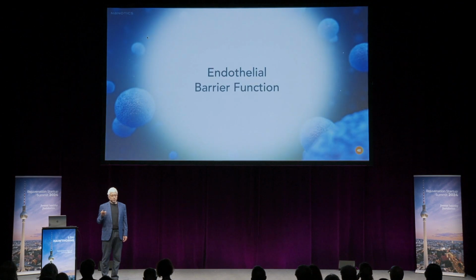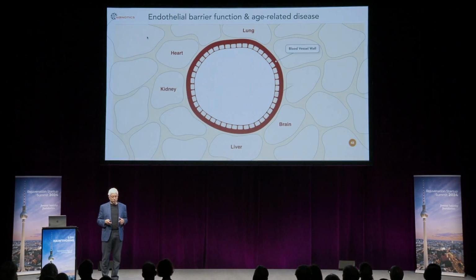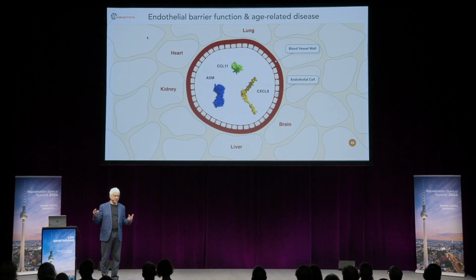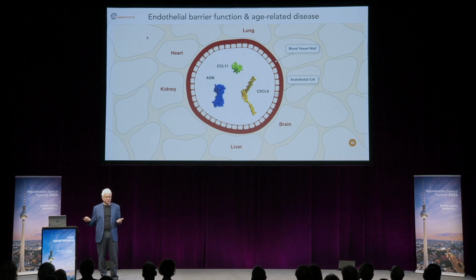We're also very interested in endothelial barrier function. Your endothelial cells line your vasculature. Vasculature goes everywhere in your body. If you have a dysfunction in endothelial barrier, you're going to have dysfunction in every organ and system in your body, which is characteristic of age-related decline.